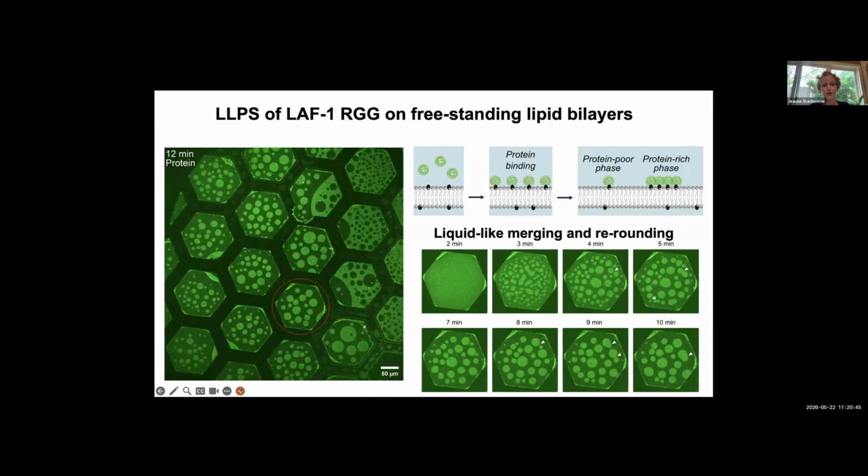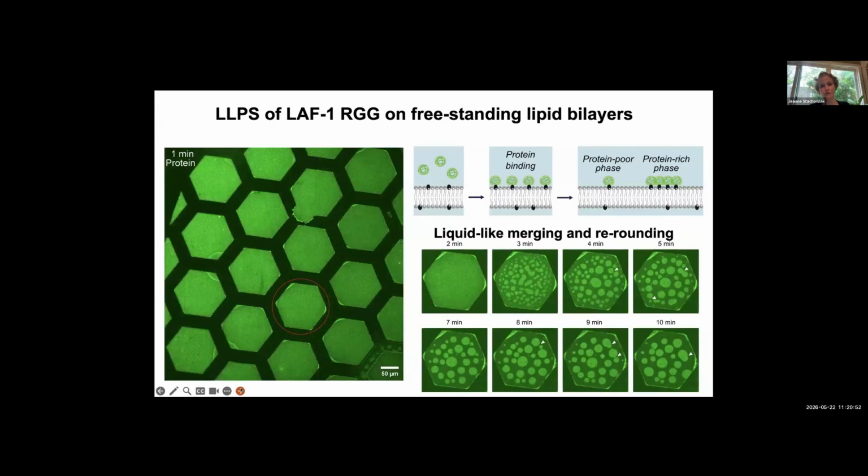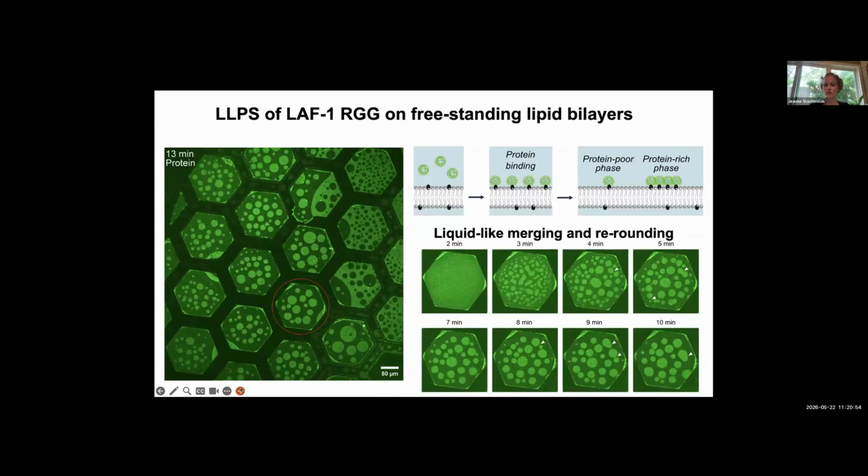So you can see that happening here. This is now 2D phase separation, not 3D. So we have these disc-like two-dimensional droplets forming right on the surface of the membrane.